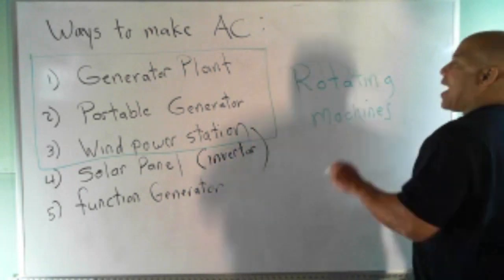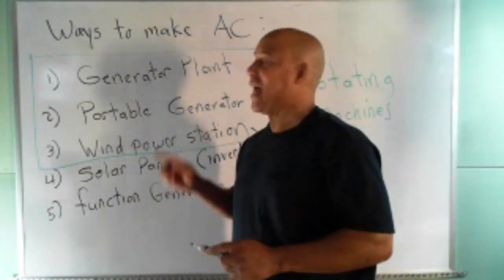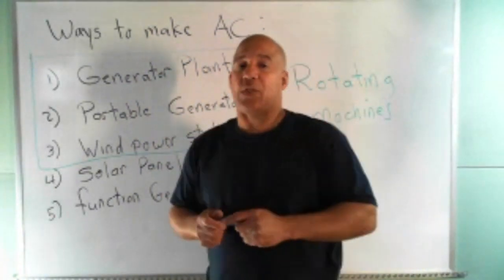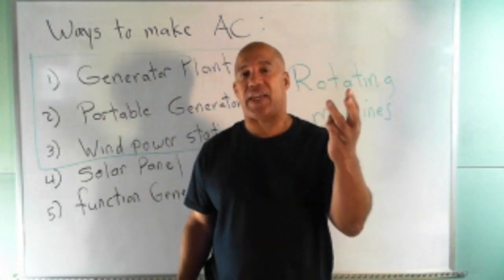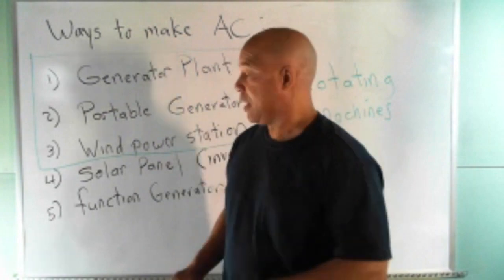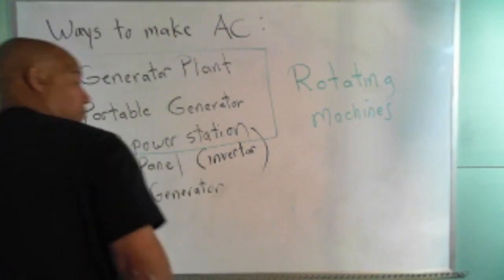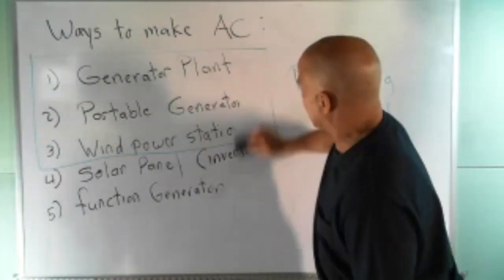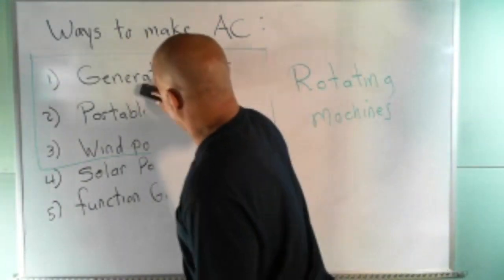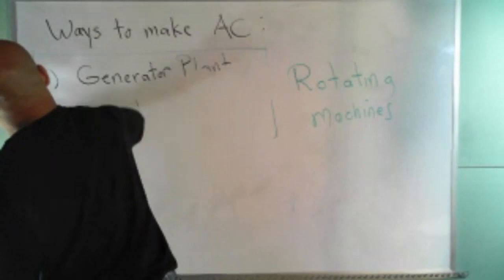And the reason why that's important is because when you make AC, there's actually three forms of alternating current. Let me draw them for you real quick. Let me show you what AC looks like. So I'm going to get rid of this and show you the three forms of AC that you can have.